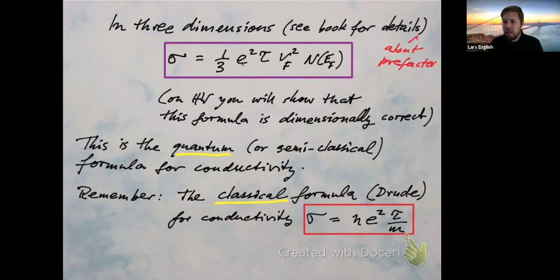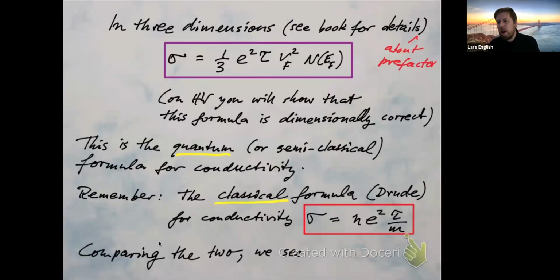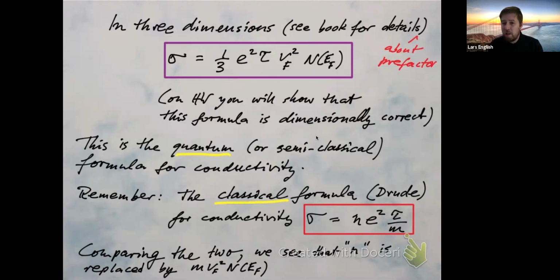Although there are some similarities too. There's an e squared times a tau, and that's also in here as well. And then there's some kind of number density here, and then there's this capital N of E here. There's some overlap, but it does look quite a bit different. When we compare the two formulas, we see that this little n, the number density, is now replaced by m times v f squared times this capital N of E. So we don't get the mass in the denominator here in the quantum formula.